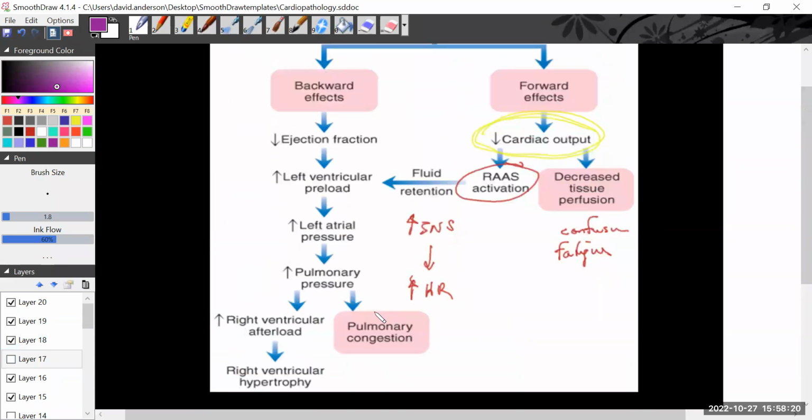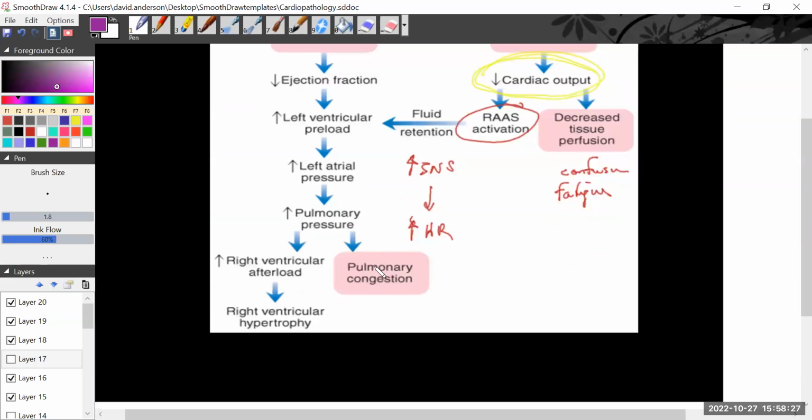In left-sided heart failure, the backward effects affect the right heart and the lungs. So we had pulmonary congestion. This is the noisy difficulty breathing, right? When it's left-sided heart failure, the more common type of heart failure, we're going to hear noisy, difficult breathing. So the symptoms are pulmonary.